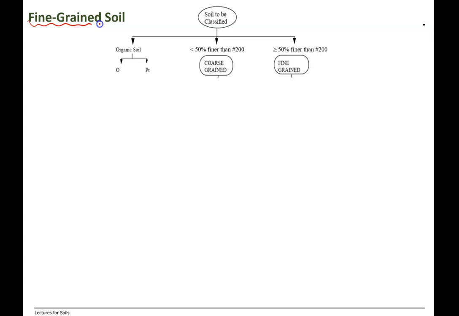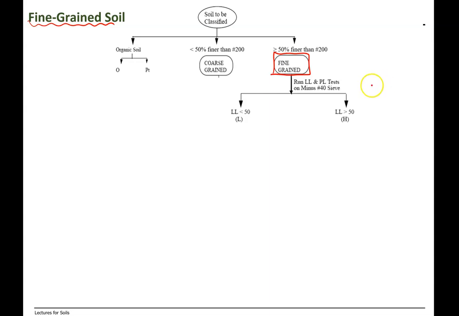Now, in this slide, from step one, question number one, we determined that more than 50% is passing through number 200. So more than 50% is fines. We classify that soil as a fine grained soil. That is from step number one. If that is the answer to question number one, which one do we have more, coarse or fine? And our answer is fine. Then we have a fine grained soil.